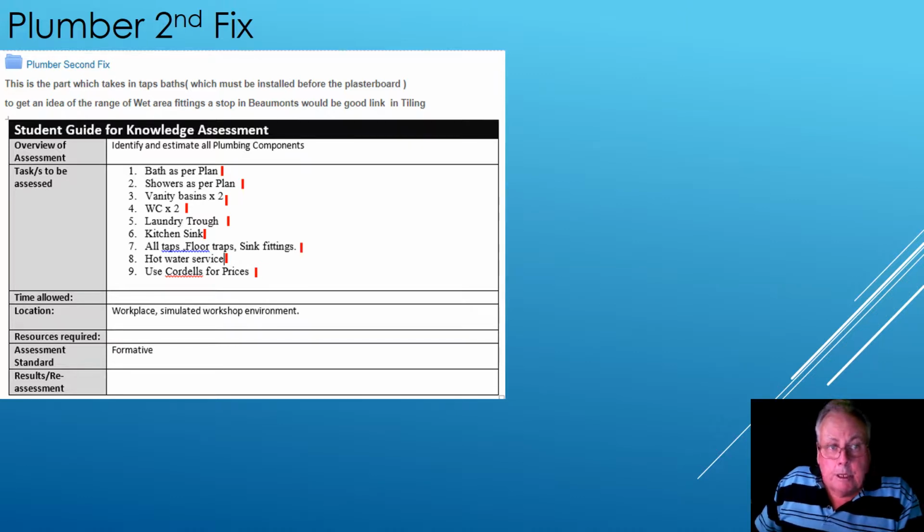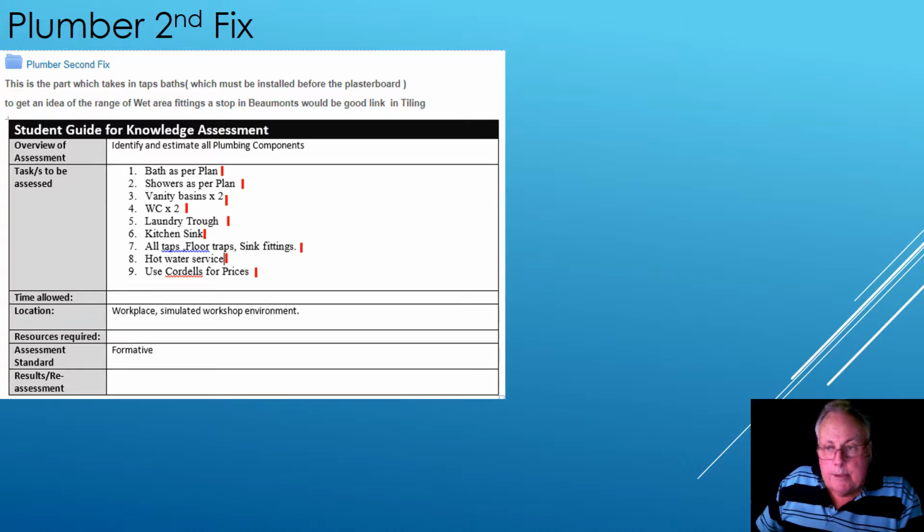If you want to get a really good idea of why a wet area is so expensive, it is worth your while dropping into Beaumont's either on the website or even face to face, and it is absolutely massive, and you can understand why it's so critical to make sure walls are square and all those types of things, because anything in tiling, you know, they're all square. If you've got a wall that's out, it looks absolutely terrible.